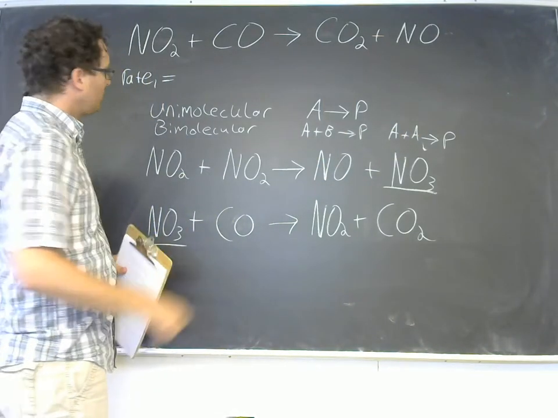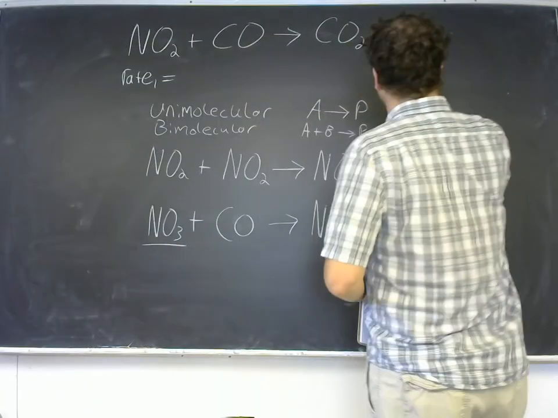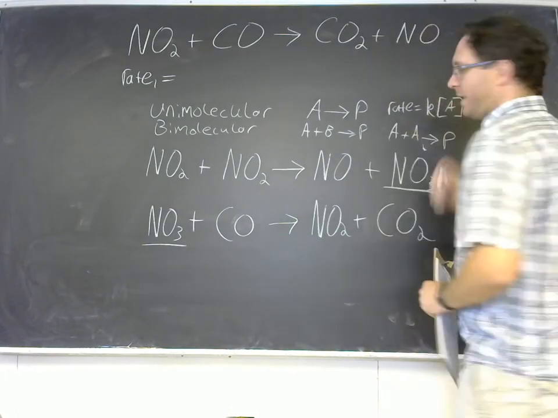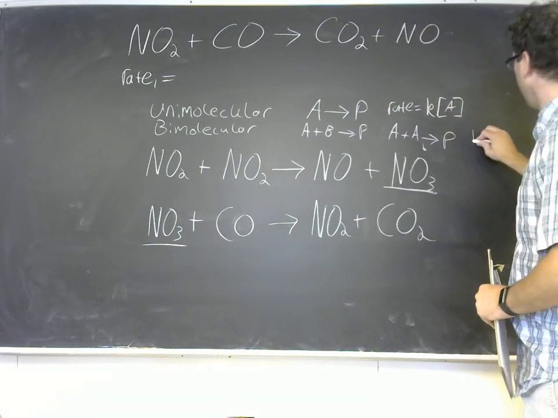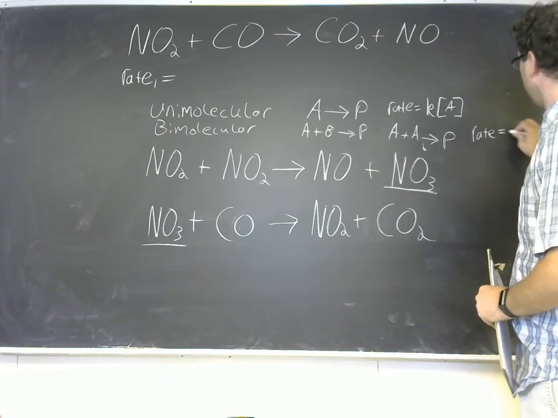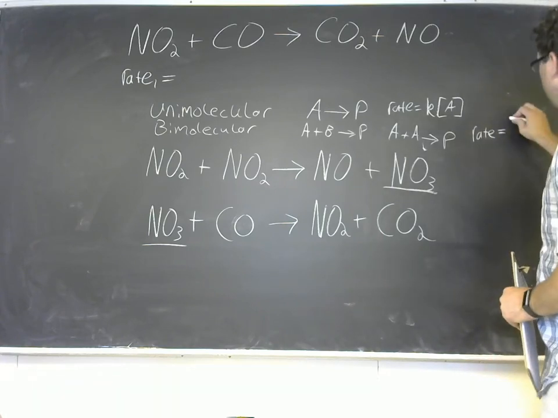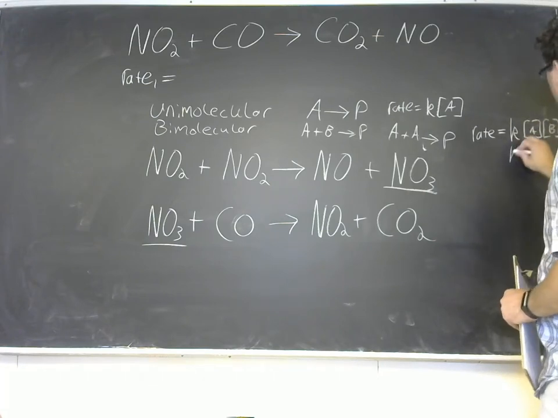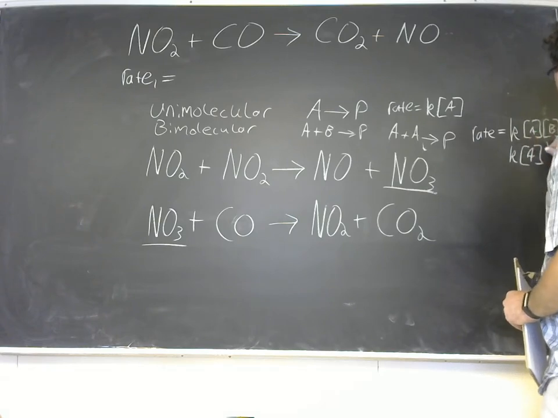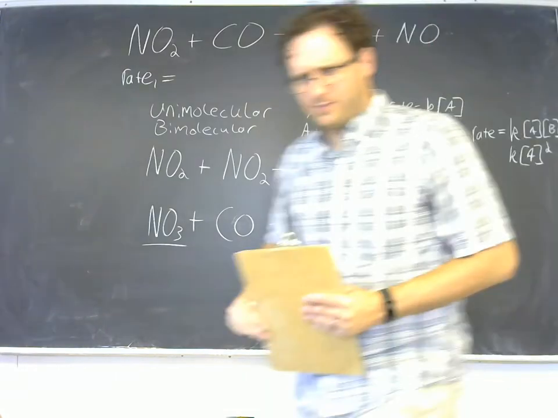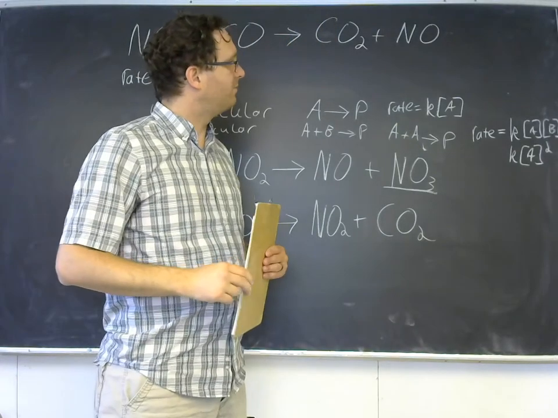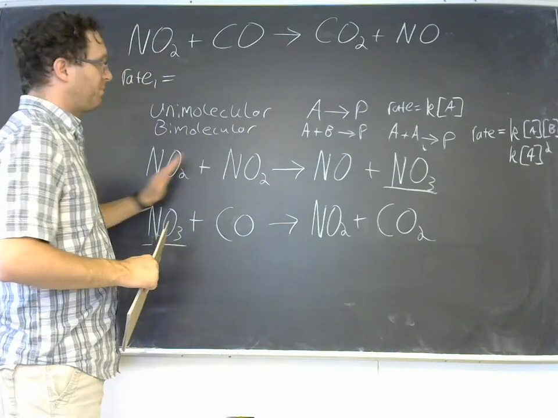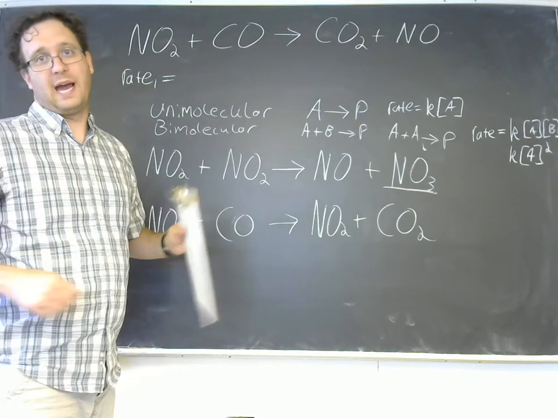And for unimolecular steps, the rate is going to equal the rate constant times your reactant. For bimolecular elementary steps, it's going to be rate is equal to k times [A][B], or k times [A] squared if they're the same. So the rate law in this case just depends on what your reactants are.